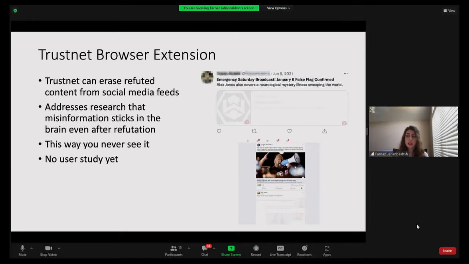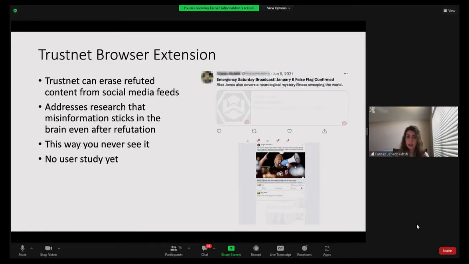So another thing the extension does is that it looks at all the links on the page the user is viewing, and if there are any assessments on those links by those that the user trusts or follows, or any questions about the accuracy of those links by those that trust the user, it indicates those using icons next to the links.